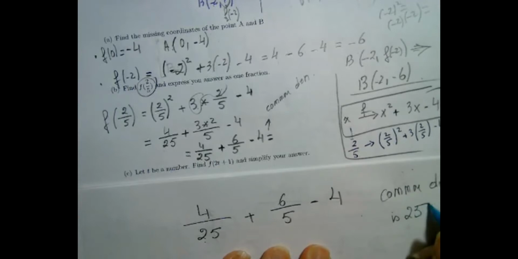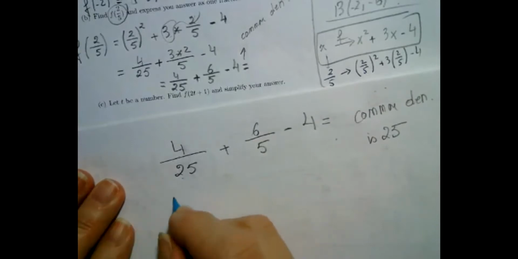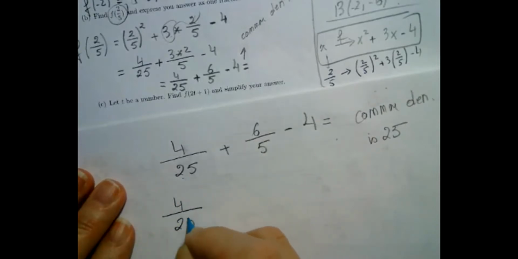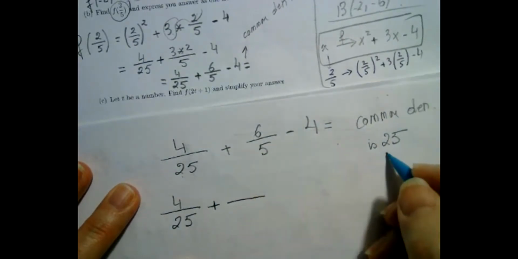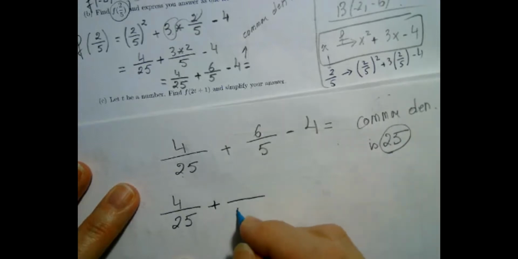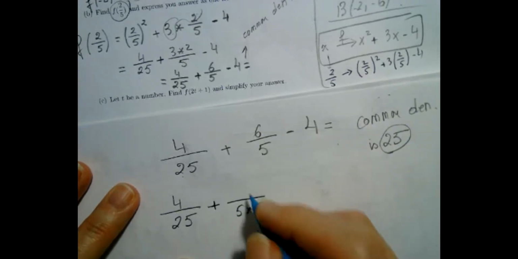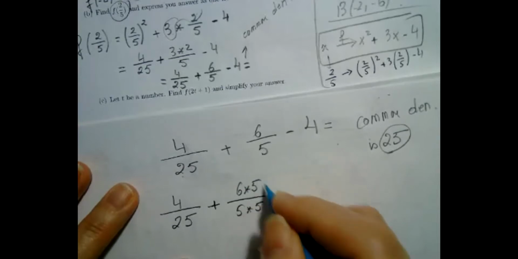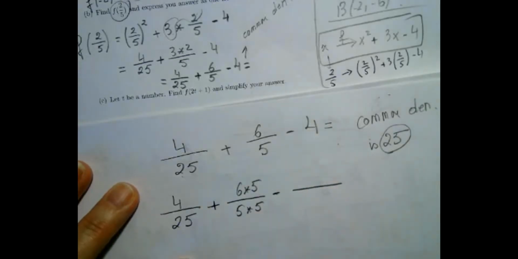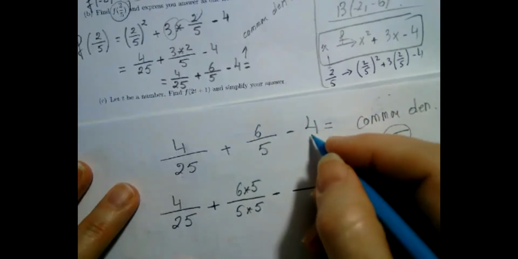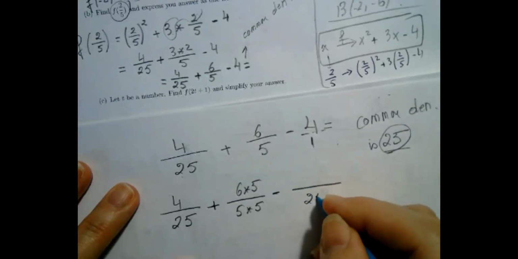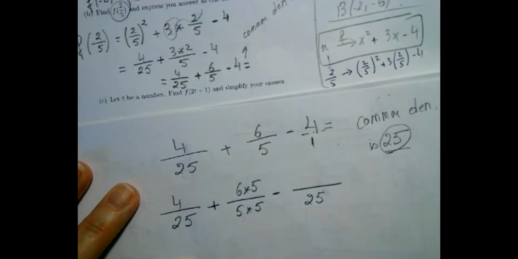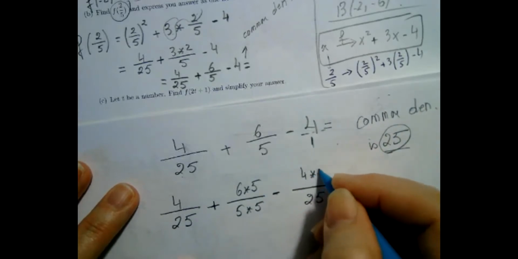is 25. And now I'm going to write it equal to 4 over 25. This hasn't been touched because 25 is the common denominator. Plus 5, if the common denominator is 25, this has to be multiplied by 5, and the numerator by 5. Minus 4. 4 is basically 4 over 1. To have a common denominator of 25, I have to multiply the denominator by 25, and I multiply the numerator by 25.